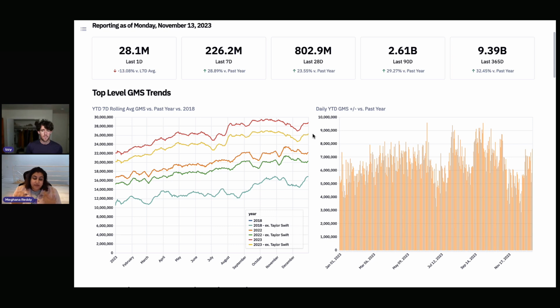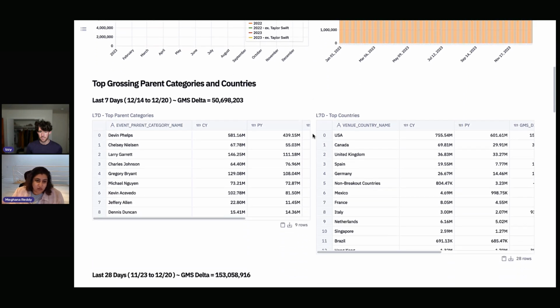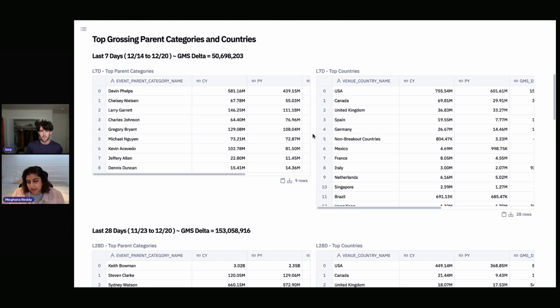But the other part was that there were limitations to the technology itself. So one key thing that I wanted to point out about what Hex uniquely enabled us to do here was identify drivers for sales in a much more dynamic way. So what I mean by that is if we scroll down, there's certain views that you would always want to see on a day-to-day basis.